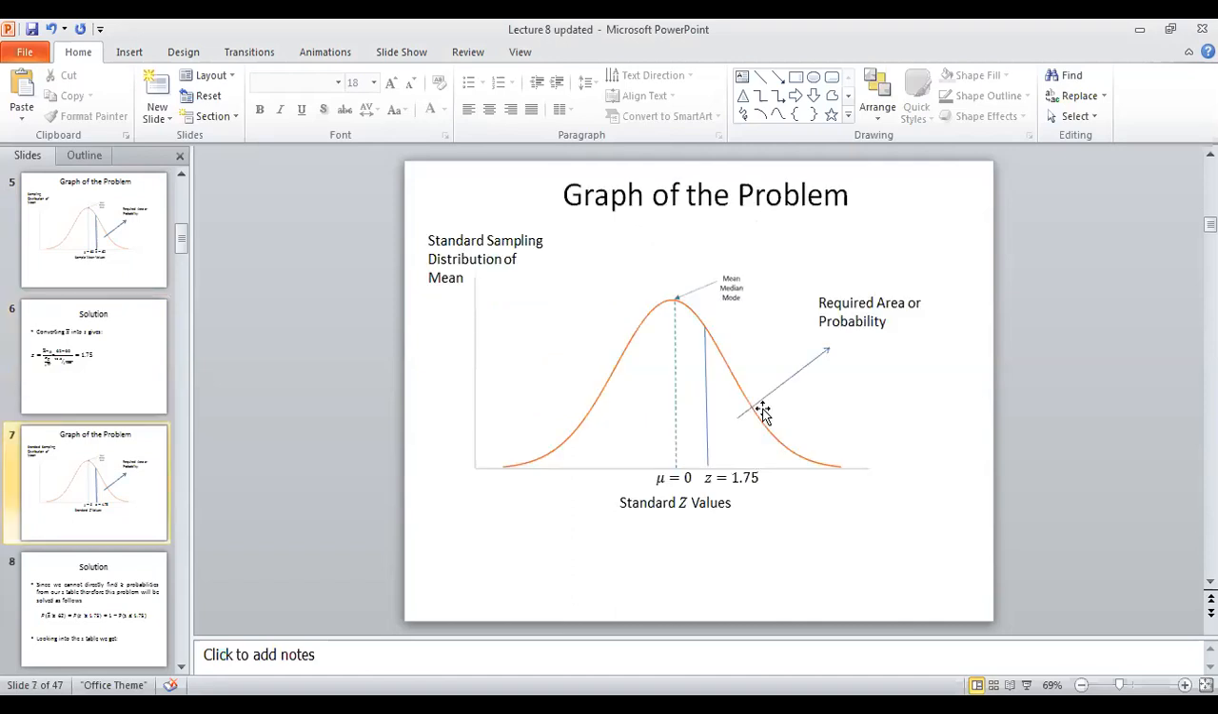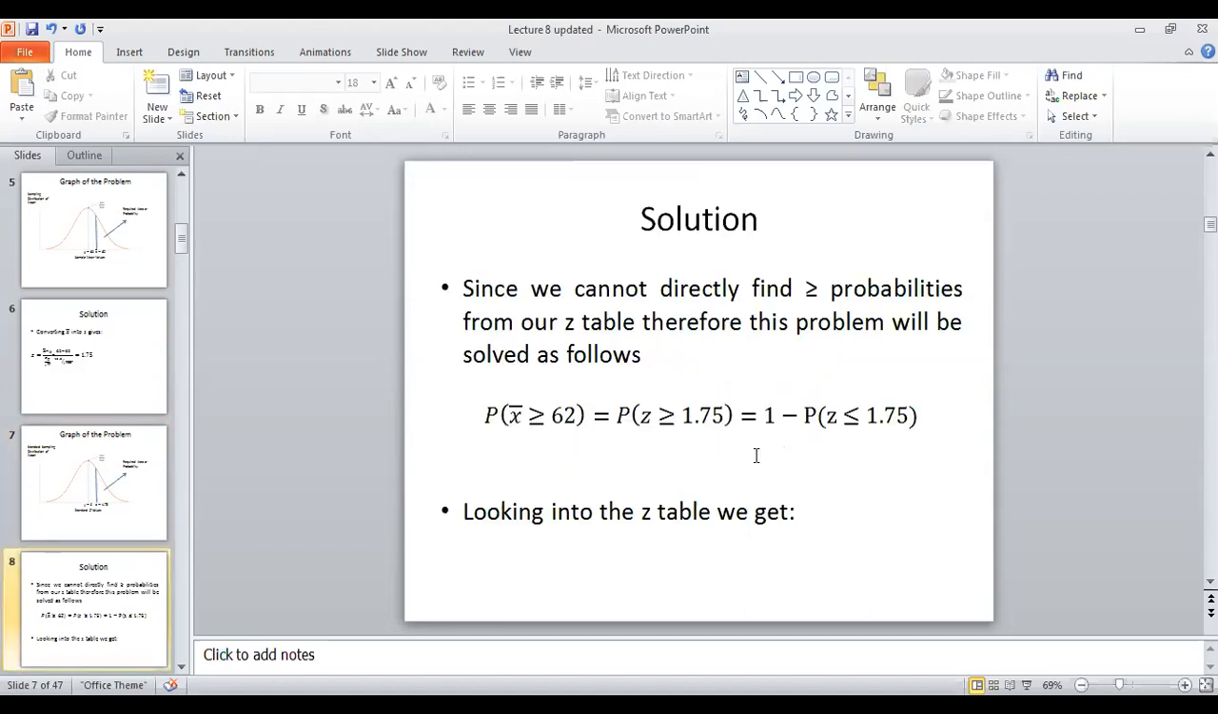So the graph of the problem would come out something like this. This is the graph for a standard sampling distribution of the mean, where on the horizontal axis we have the standard z values. The central value mu is 0, as we all know that in a standard z table, or in a standard z calculation, the mu comes out to be 0. So the 0 value is in the center, and our z value is 1.75, which is a positive value. Since it is positive, it should be on the right side of the 0. And the area that is required is again the same, that is greater than 1.75, which is equivalent to x bar 62, right? So remember this.